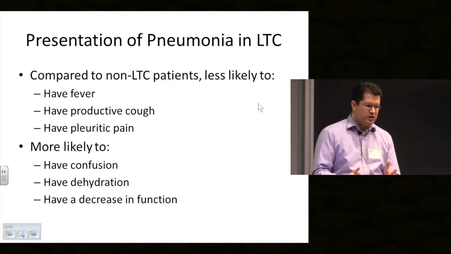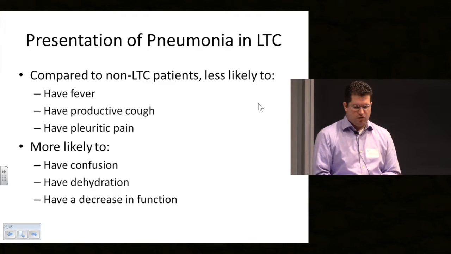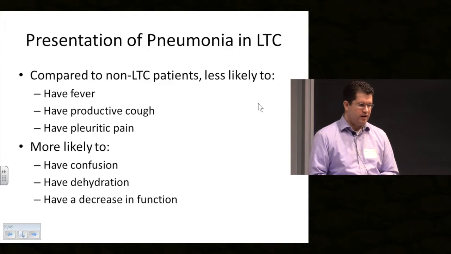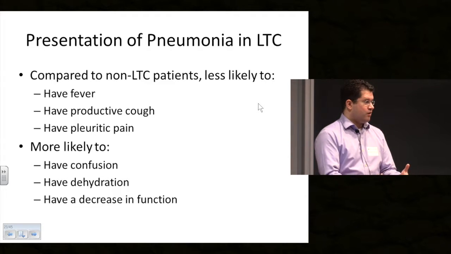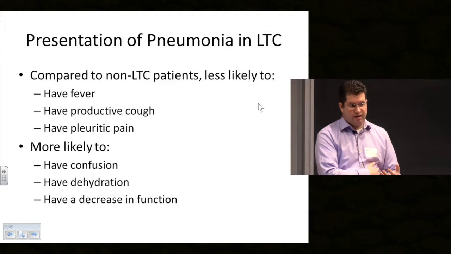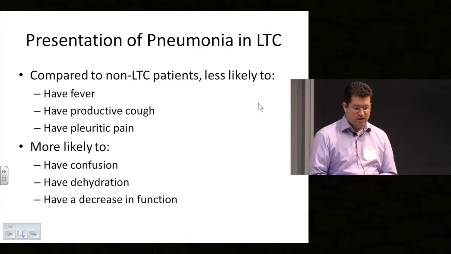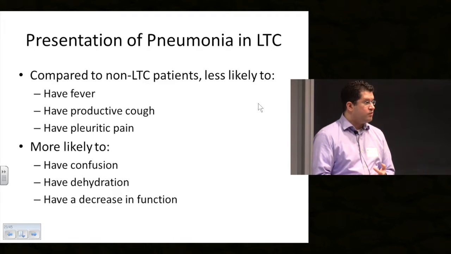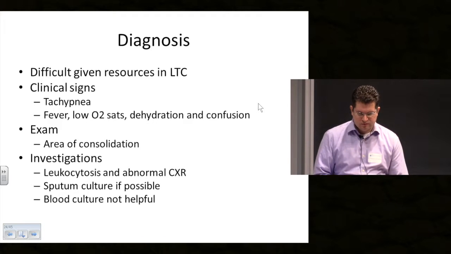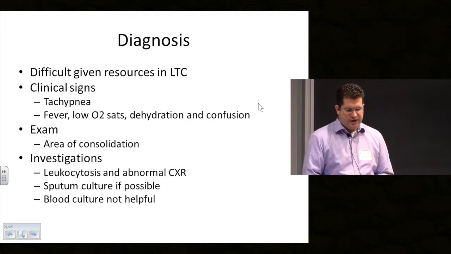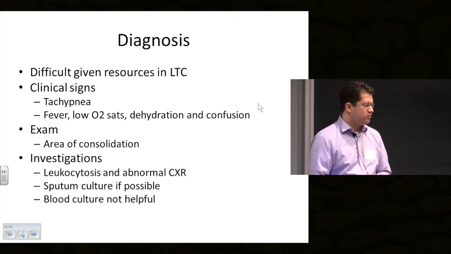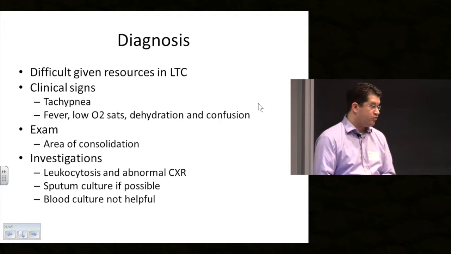The presentation of pneumonia in long-term care is going to be different than the community. If you compare long-term care patients to elderly patients in the community, they're much less likely to have fever, produce purulent sputum, and have pleuritic chest pain. So the classic story of fever, coughing up pus, and sharp chest pain, you're not going to hear that. They're much more likely to have confusion, become dehydrated, and have a decrease in their function from baseline. So much softer signs. This makes it a difficult diagnosis to figure out whether they have bacterial pneumonia. And it's difficult given the resources. This isn't the ward where they can come up and do a portable chest x-ray and draw blood.